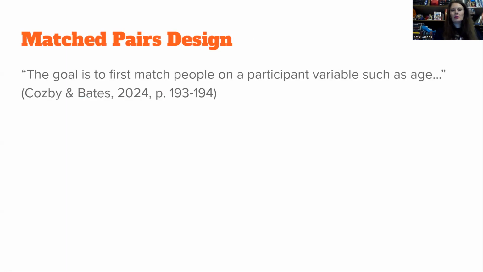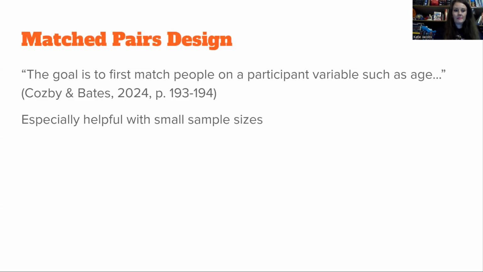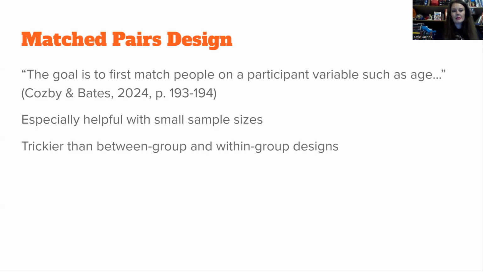And there is another way that we can assign participants to conditions, and this one's a little bit more complicated. This one's called a matched pairs design, and sometimes you hear this referred to as a matched group design. If you took stats with me, it's the same thing. The goal is to first match people on a participant variable such as age before engaging in the manipulation. This is especially helpful with small sample sizes because the smaller the sample size, the less likely that our groups are equivalent to start. But this is a lot trickier than between group and within group designs.